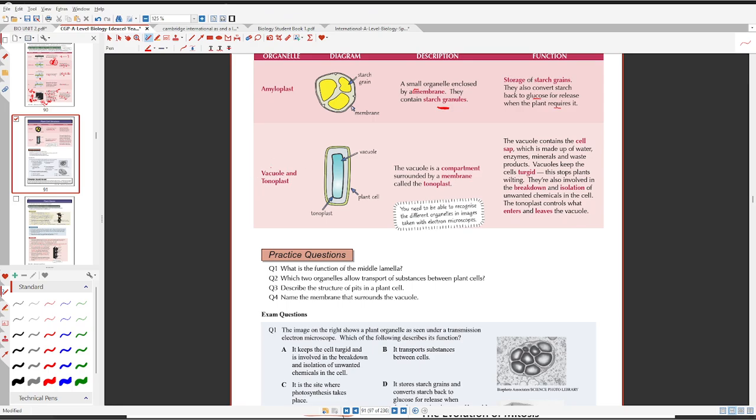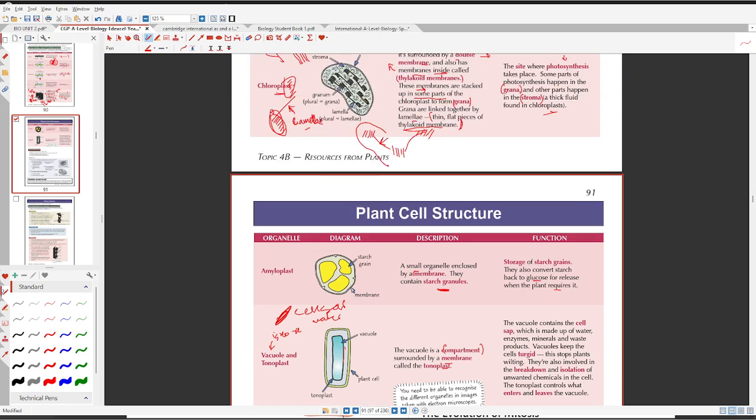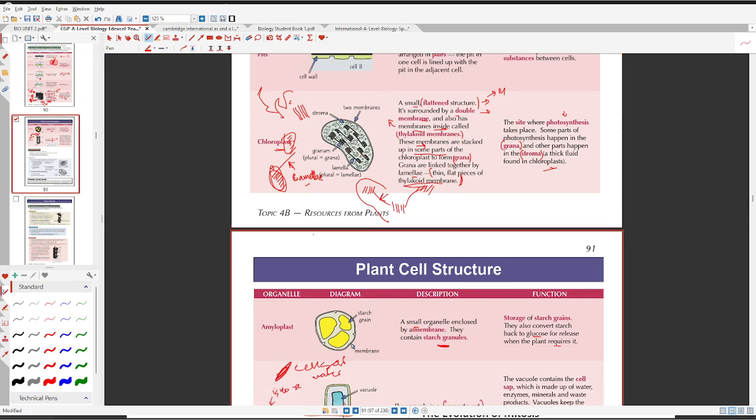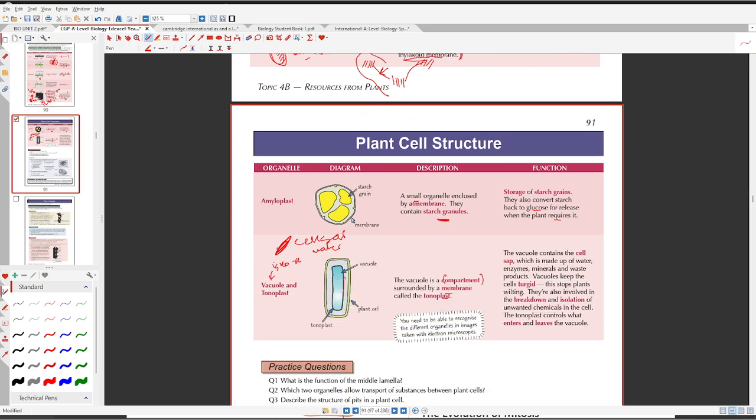And vacuole and tonoplast. The vacuole, as you remember, we've been studying it, but we kind of ignore it. All we know is that it contains your cell sap, water, dissolved sugar, and so on. So it's a compartment surrounded by a membrane called the tonoplast. The vacuole has its own membrane, as many other things do, and a lot of these have their own names for their membranes. In the chloroplast, the inside membranes are called the thylakoid membranes. Over here, the outside membrane of the vacuole was called the tonoplast.